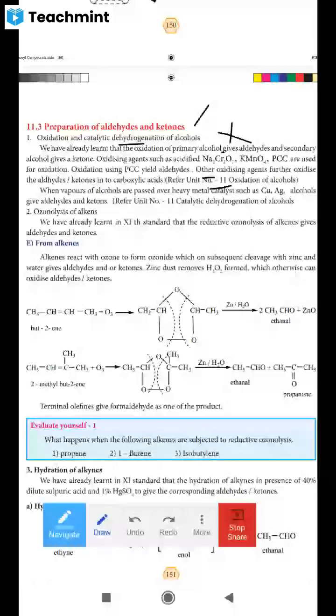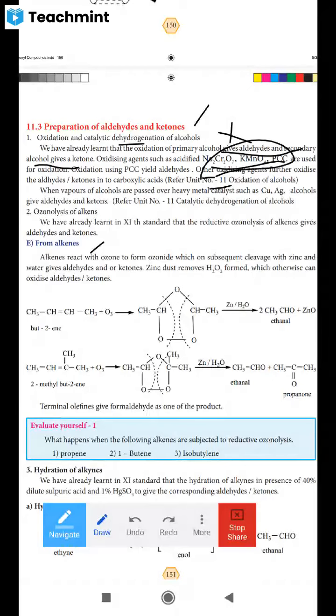Okay, so the oxidizing agents are given here: sodium dichromate, potassium permanganate, PCC. PCC means pyridinium chlorochromate. So these are some oxidizing agents by which alcohols can be oxidized to aldehydes. That I will inform you next on the whiteboard. First we will finish the alkenes. From alkene, how will you prepare aldehyde?